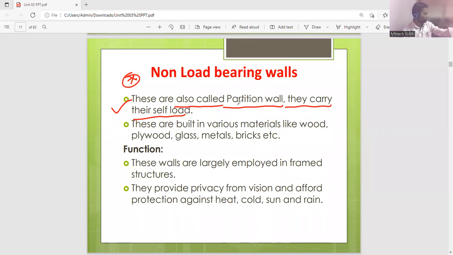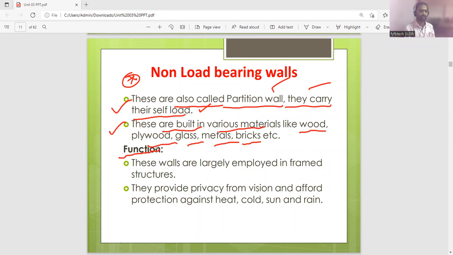So if this is one classroom and we want to construct one more wall in the middle of the classroom, we can construct it, but that is carrying only self load. That is a partition wall. They carry their self load only. Then these are built in various materials: sometimes wood, plywood, glass, metals, and bricks, etc. You might have seen in our first year department or civil department, from the entry to the other cabin, there is a cabin made up of plywood. The partition wall may be made up of glass, wooden material, or bricks also. These are all the materials.